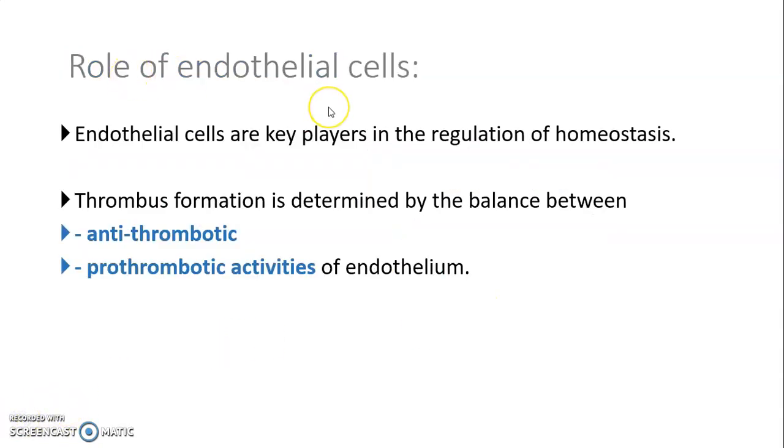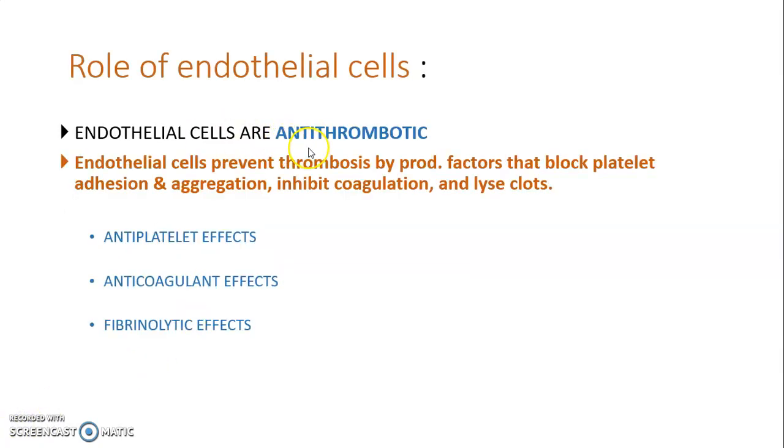The role of endothelial cells in hemostasis. Endothelial cells are key players in regulation of hemostasis. Thrombus formation is determined by the balance between antithrombotic and prothrombotic activities of endothelium. Endothelial cells are antithrombotic. They prevent thrombosis by production of factors that block platelet adhesion and aggregation, inhibit coagulation, and lyse the clots. So they have antiplatelet effects, anticoagulant effects, and fibrinolytic effects.